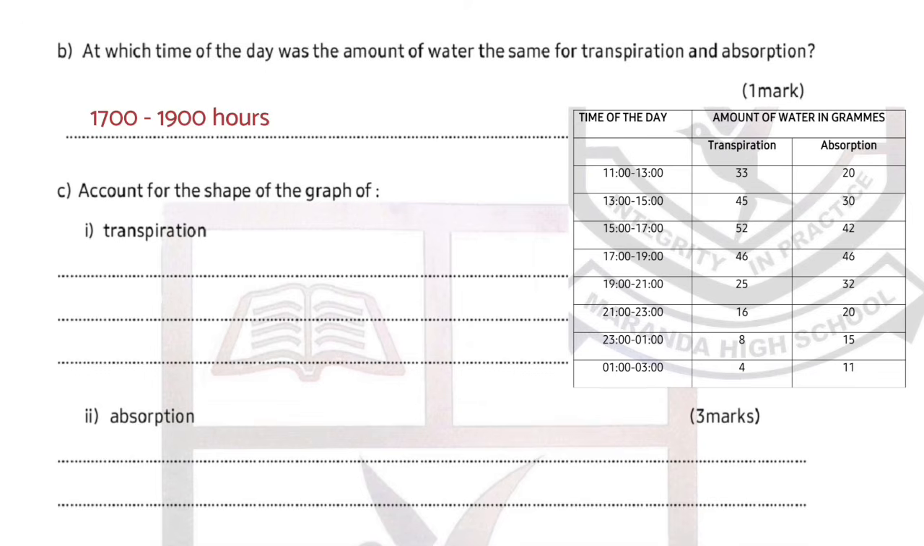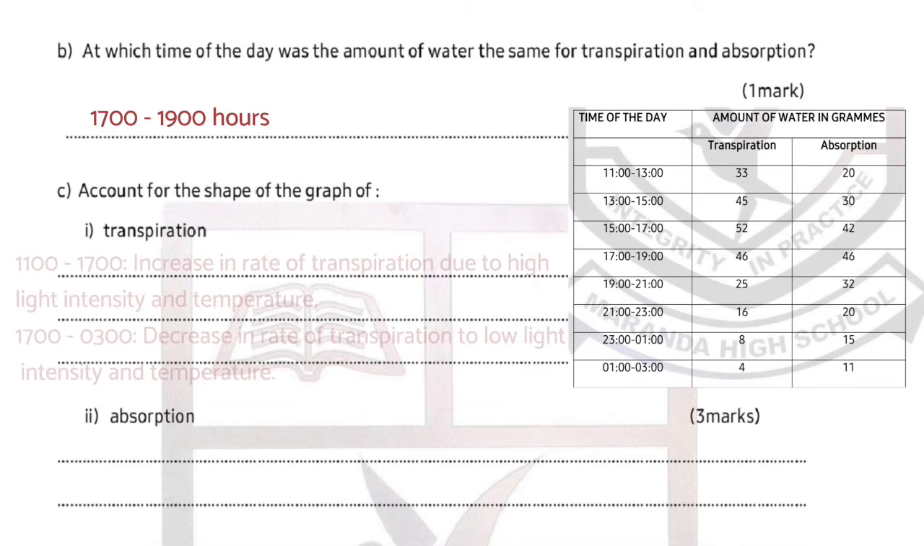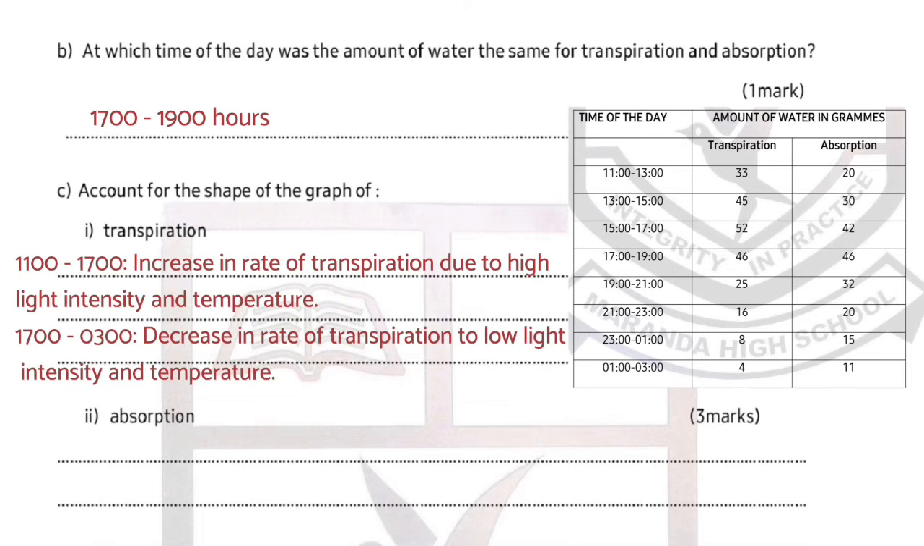Part C. Account for the shape of the graph of Roman number 1 transpiration, Roman number 2 absorption. Now, if we look at our graphs, by the way, they are broadly divided into two parts, whereby we have an increase in the rate of transpiration followed by a decrease. So we are going to divide it into two time intervals. Let's start between 1100 to 1700 hours. We had an increase in the rate of transpiration. Now, this was probably because of the high light intensity and also higher temperatures experienced during the day.